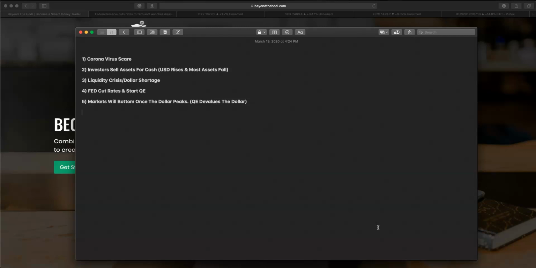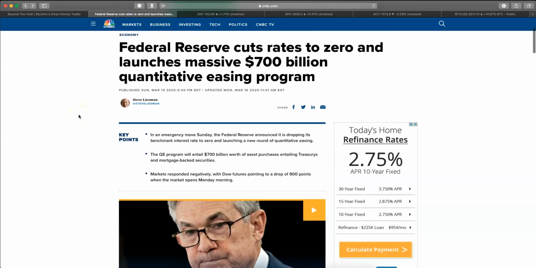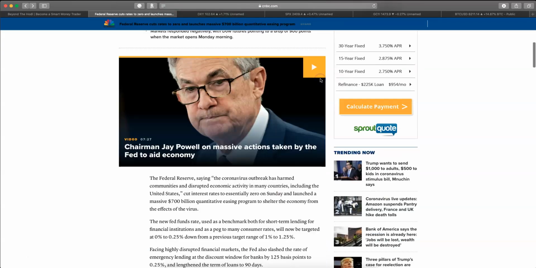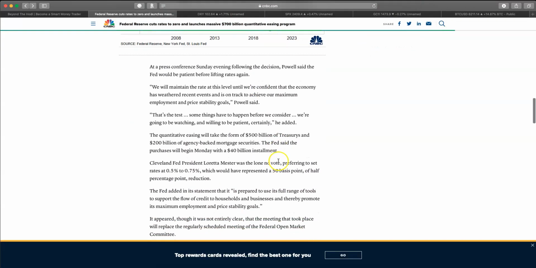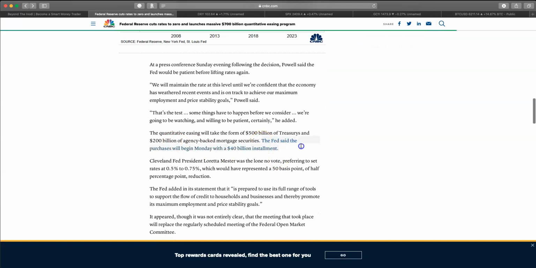When those types of things happen, when we start to get into a recession or depression, you start to see the Federal Reserve intervene. What they usually do is cut rates and start quantitative easing programs. And that's what we're seeing here. If I pull up this article from CNBC, you can see that the Federal Reserve cut rates to near zero, and they also announced a massive $700 billion quantitative easing program. That program actually already started on Monday. It says right here: the Fed said the purchases will begin Monday with a $40 billion installment. So you guys are starting to understand what's going on here.